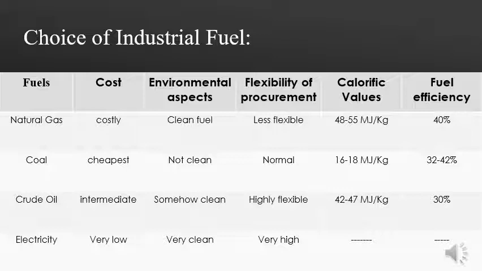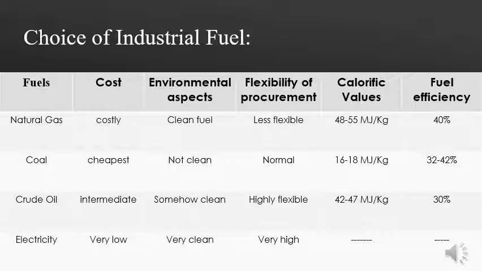The calorific value is nothing but the energy contained in a fuel or food. It is determined by measuring the heat produced by the complete combustion of a specific quantity of something. Natural gas is highly costly, but environmentally it is a clean fuel, and it has less flexible procurement. Its calorific value is 48 to 55 megajoule per kilogram, and its fuel efficiency is about 40%.